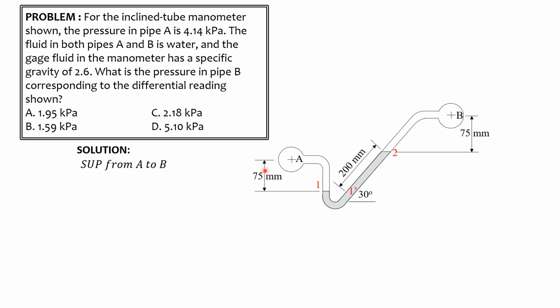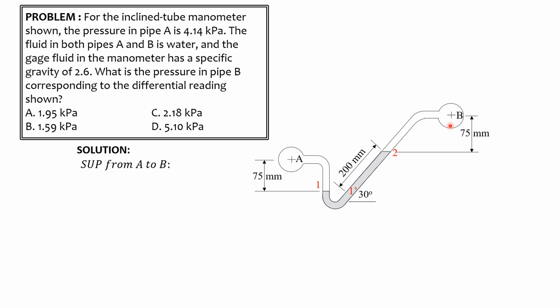So sum up pressure from A to B. So 4.14, pressure at A. So we go down. This is water, plus 9.81 times 0.075. Then we jump here. Then we rise by 200 sine 30, or 0.2 meter sine of 30. And this gauge liquid has specific gravity of 2.6. So minus, because we rise, minus 2.6 times 9.81, that's the specific weight of this gauge liquid.